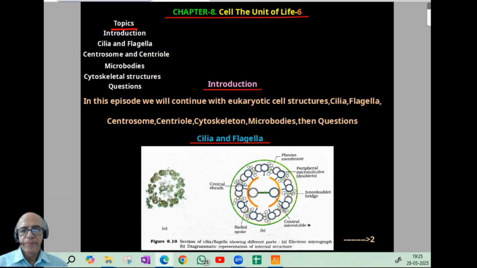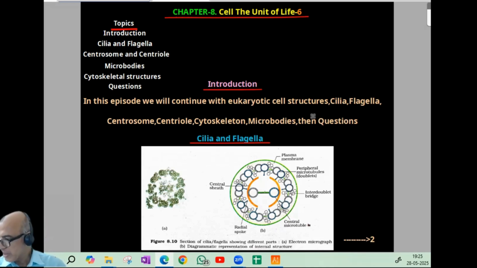Okay, we can proceed. Introduction. So basically, we are continuing with the eukaryotic cell structures. And in this episode, cilia, flagella, centrosome, centriole, cytoskeleton, microbodies, then questions. Now we can proceed to cilia and flagella. So NCERT diagram, cilia, flagella. It is a labeling question. So we can proceed with it.